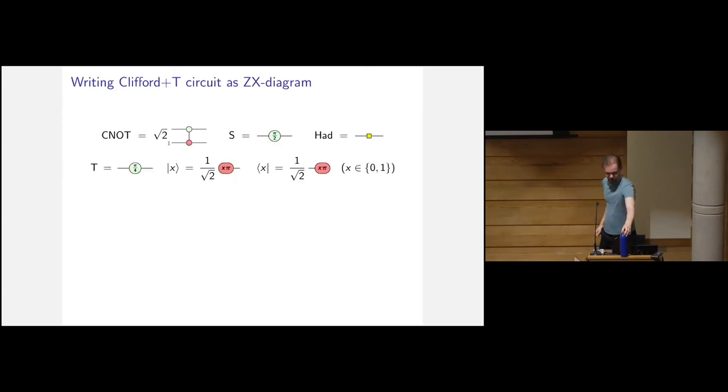So first step is writing your circuit as a ZX diagram. And this is quite straightforward. There's just a one-to-one translation for the common quantum gates. So here you have a CNOT gate, an S gate, Hadamard gates, T gates. These are all just standard components of a ZX diagram. I also have an input of a computational basis state and a post-selection to a computational measurement effect. This is just so that we can represent amplitudes and probabilities.